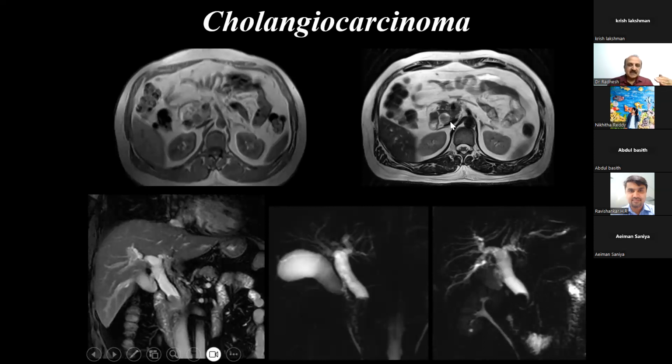So in such cases, we give contrast. It is not just the tumor. We also look at the adjacent wall. We look at pancreatic infiltration, and we also look at lymph nodes.